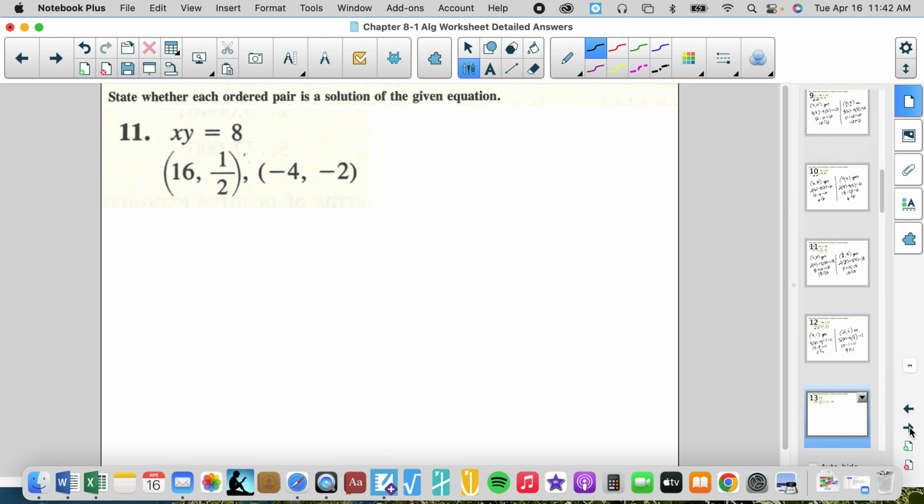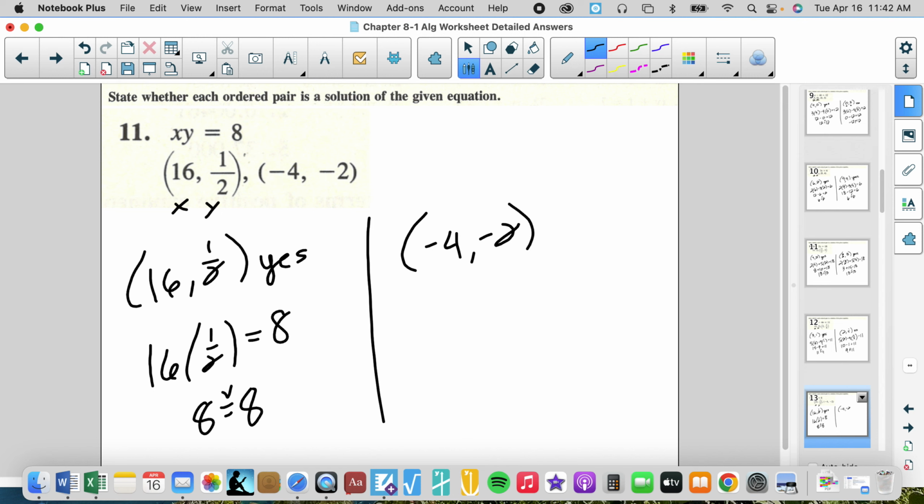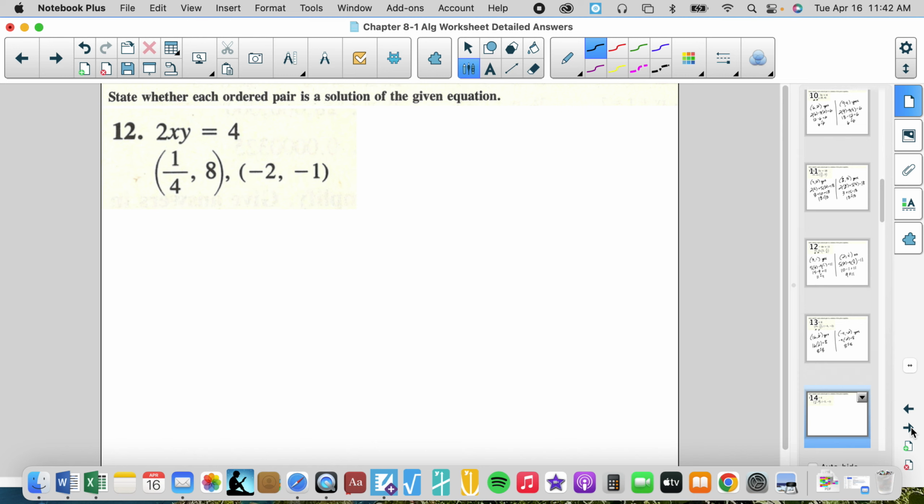Ooh, this is good. So we still are x, y. So we're going to try the point 16, 1/2. So 16 times 1/2 equals 8. 8 equals 8, yes. And we get -4, -2. I like this. So -4 times -2 equals 8. And yes, 8 equals 8. So that's yes also. Lots of practice problems.